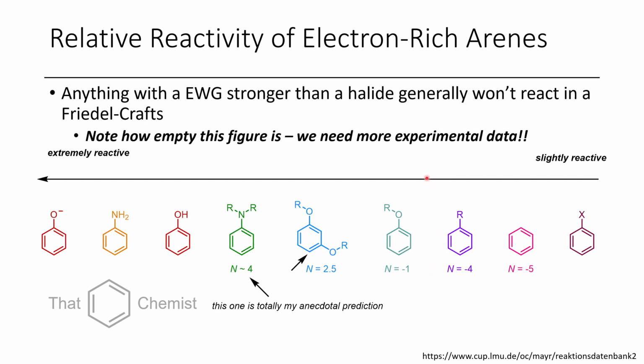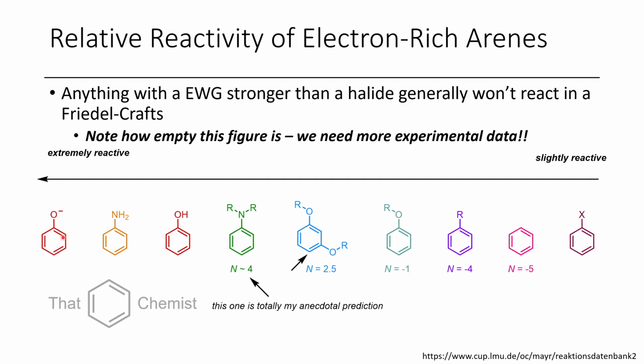And so if we're looking at electron-rich arenes with electron-donating groups, we can see this is the relative order of reactivity. You can see that I've colored the phenoxide as well as the phenol both red, because these are the same molecule, just protonated versus deprotonated. And there are no N parameters for the first four. Even though I've listed an N of 4 for this substituted aniline, this is only based on my anecdotal experience of relative reactivity, knowing what electrophiles will react with nucleophiles which do have an experimental N parameter.